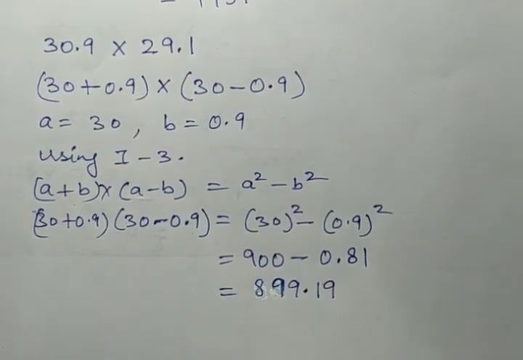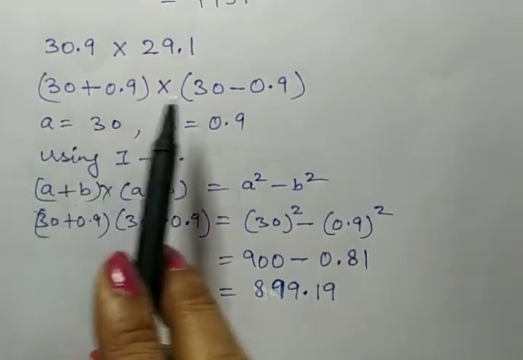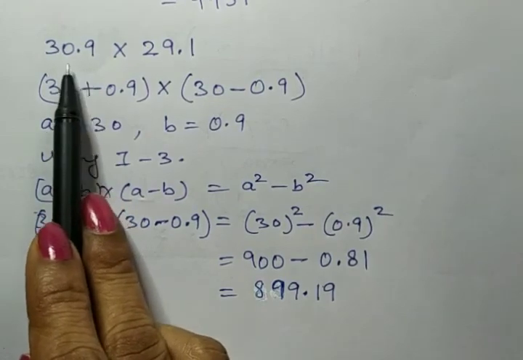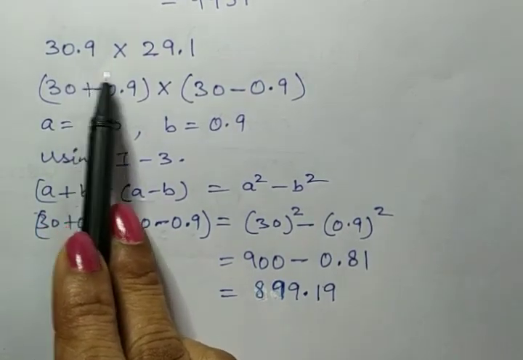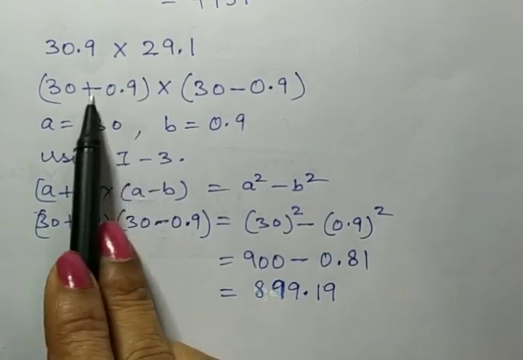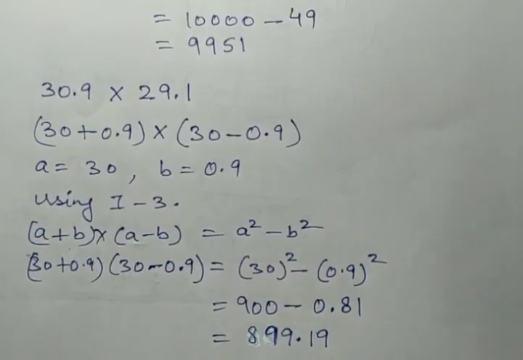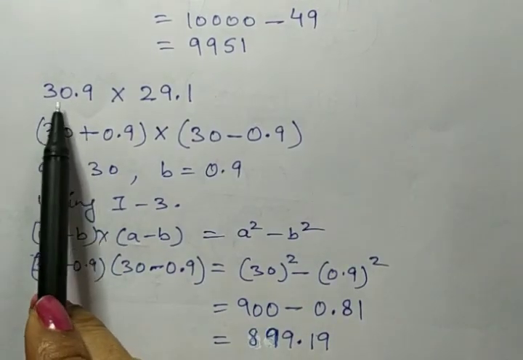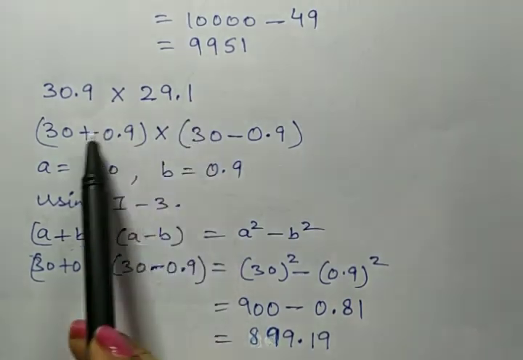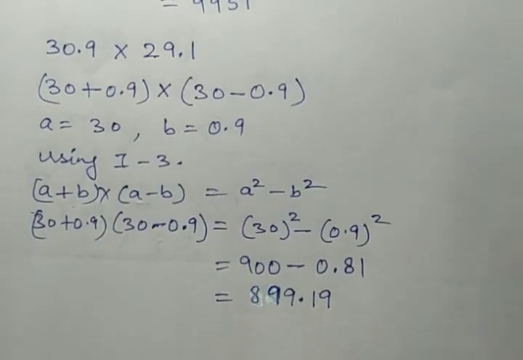After subtraction we got the answer 899.19. कितना आसान है इसको करना. आपको डेसिमल नंबर से बिल्कुल भी नहीं घबराना. आपको ये देखना है कि हम किस तरीके से इसको बाइनोमियल फॉर्म में कन्वर्ट कर सकते हैं कि दोनों तरफ हमारा A एंड B कॉमन आए. आप इसको बहुत इजीली फाइंड आउट कर सकते हैं. दिस इज 30 प्लस 0.9, दिस इज 30 माइनस 0.9. फिर आप इसको इजीली हैंडल कर लेंगे. ओके.